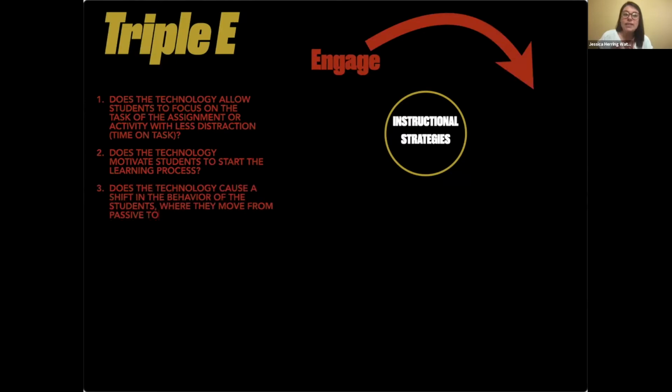How is the instruction or the use of the technology really engaging students in learning? According to this model, engagement has three pieces: time on task. So is it minimizing distractions and really helping students get into the flow of learning? Is it motivating them to learn? So is it highly engaging and exciting for them? And then does it help students move from passive to active social learners?